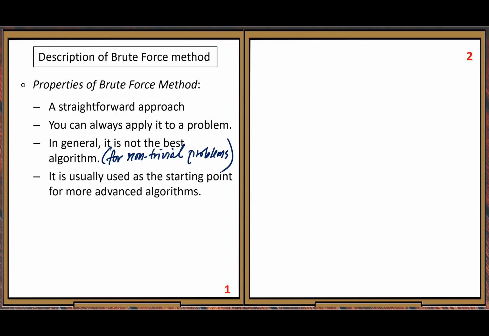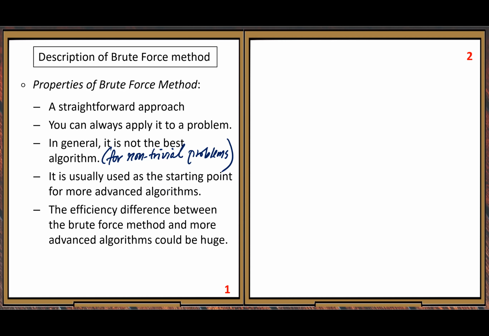The efficiency difference between the brute force method and a more advanced algorithm could be huge. This is from experience, from our polynomial problem. So we have seen this point from the polynomial problem.